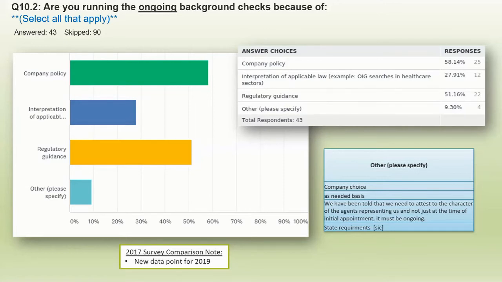Now, the question I would always have is, is company policy a byproduct of the individual regulations that you may be subject to within your industry, state, or industries? There is also interpretation of applicable law, and the example we provided for that was Office of Inspector General searches in the healthcare sector. About 27% to 28% responded that this is one of the reasons they would run ongoing background checks. And then regulatory guidance, which is arguably a little different than interpretation of applicable law. And then other.